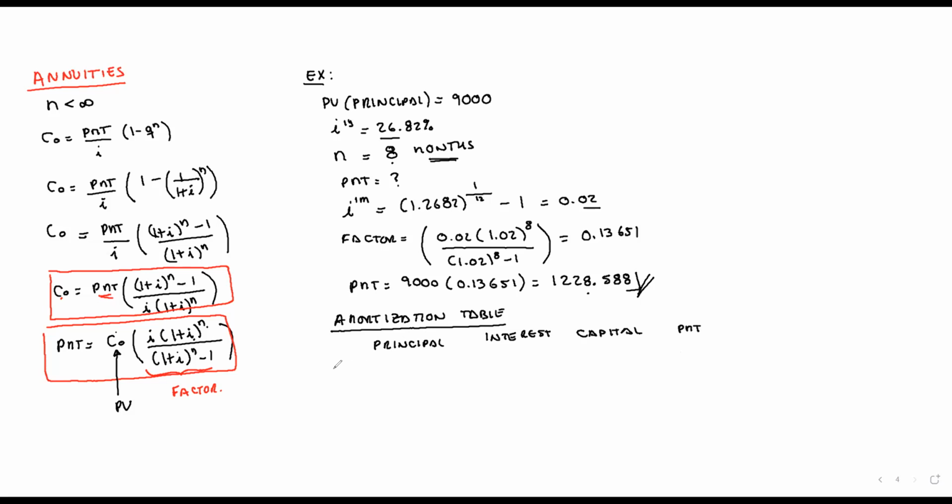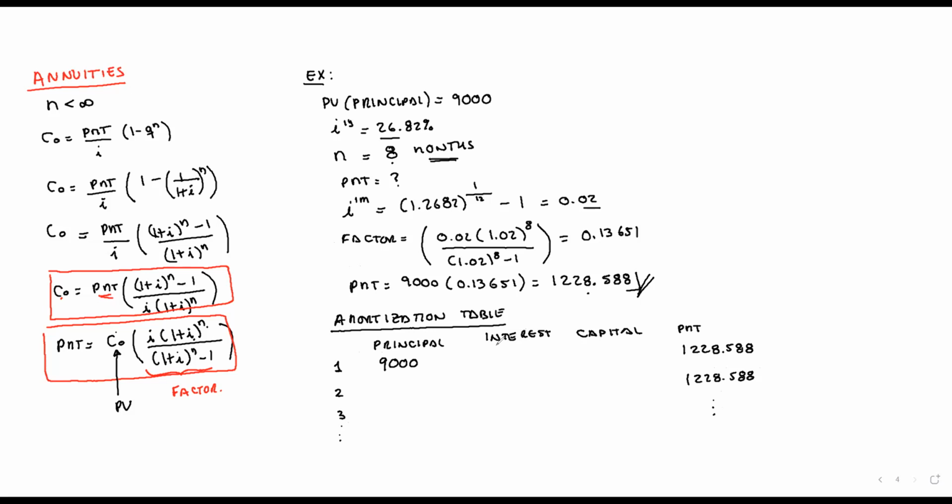Of course, I have month 1, month 2, month 3, etc. I have my payment, which I know is going to be 1228.588. The first principal is my $9,000. This is the amount of money I started with. Now, what you first compute is the interest.